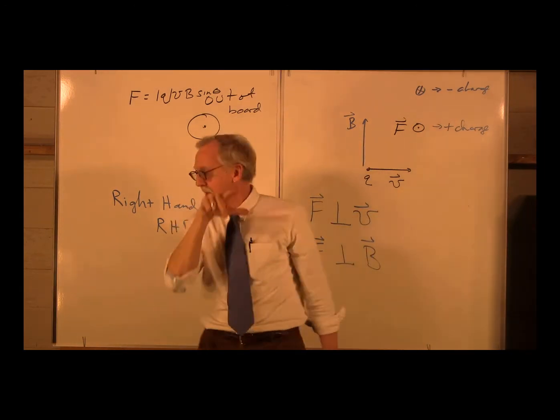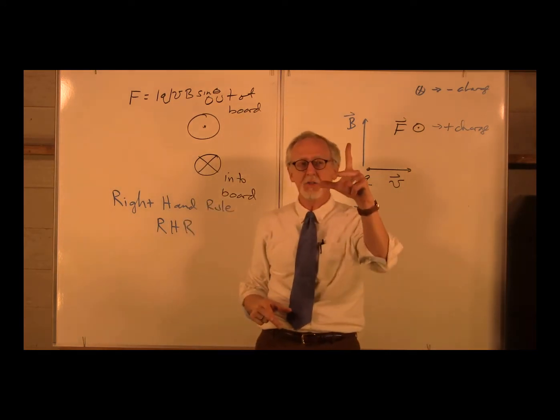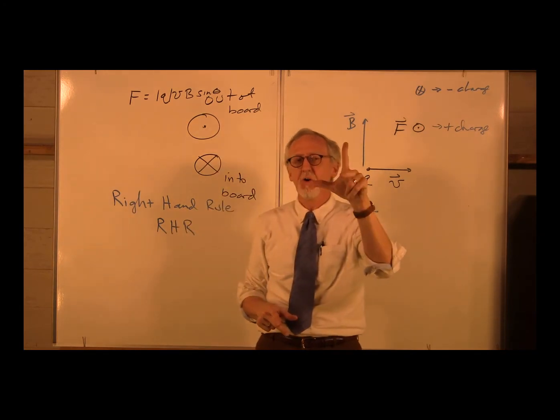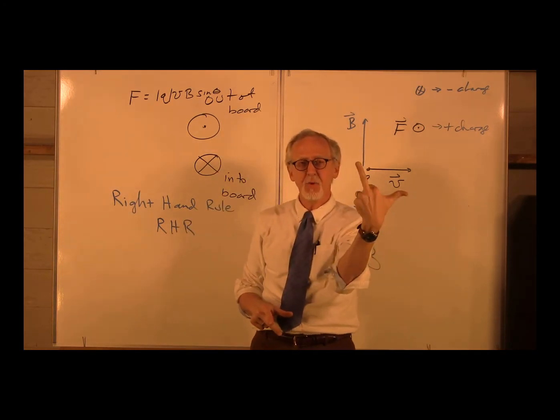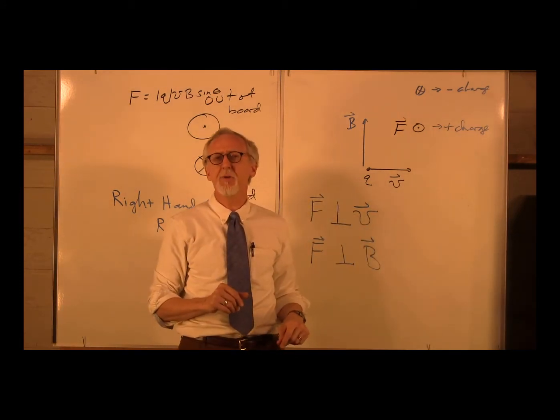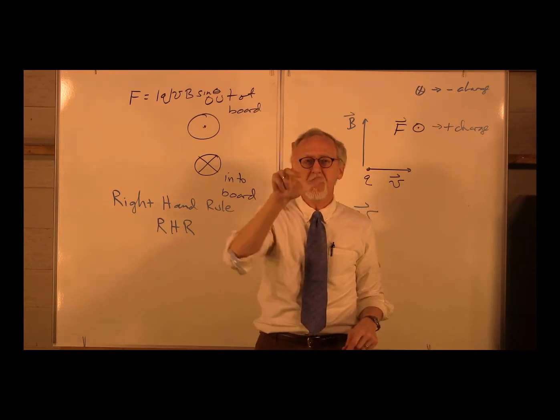And then again, if you want to use your left hand for a negative charge, you can do that. Make sure you do the correct orientation for V, B, and F. This way, not this way, this way. Okay? Good. So we've got two possible right-hand rules, V, B, F.